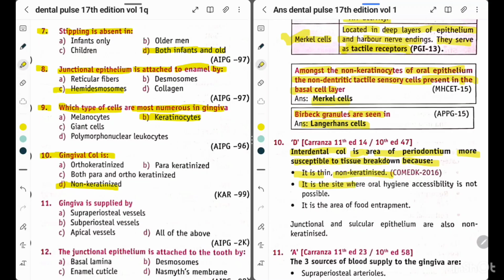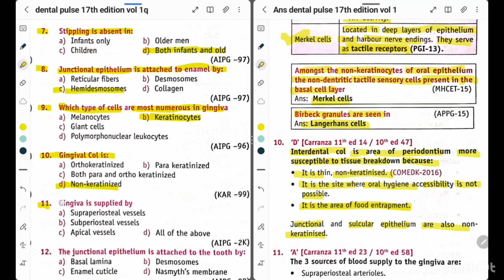It is the site where oral hygiene accessibility is not possible. It is the area of food entrapment. Junctional and sulcular epithelium are also non-keratinized. So gingival col is non-keratinized, and junctional and sulcular epithelium is also non-keratinized.